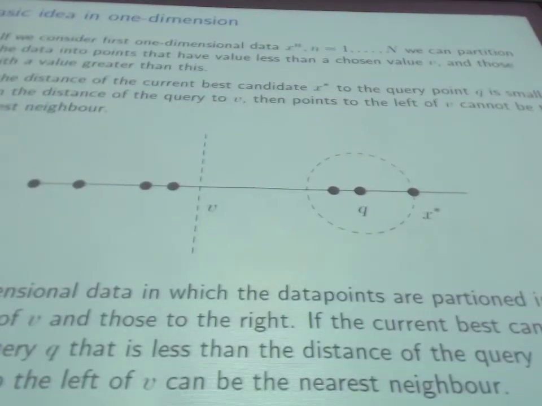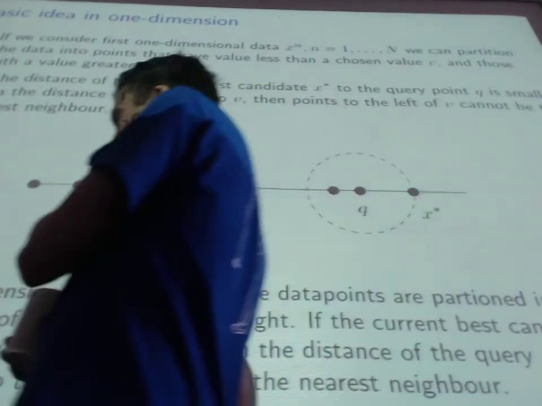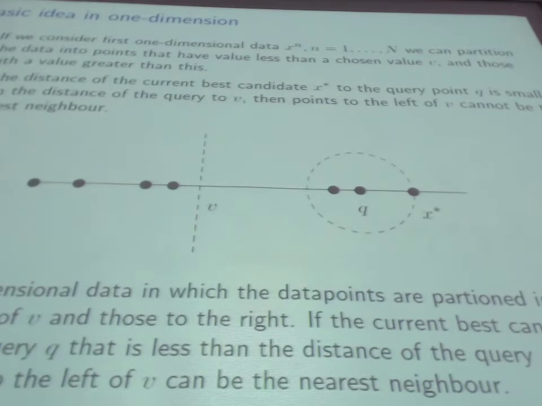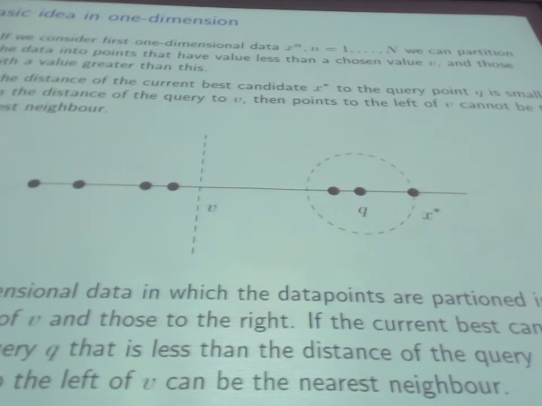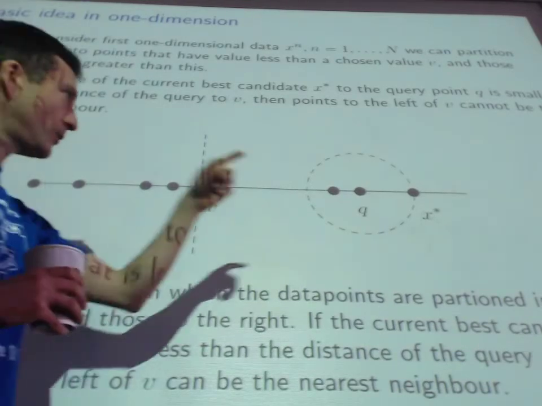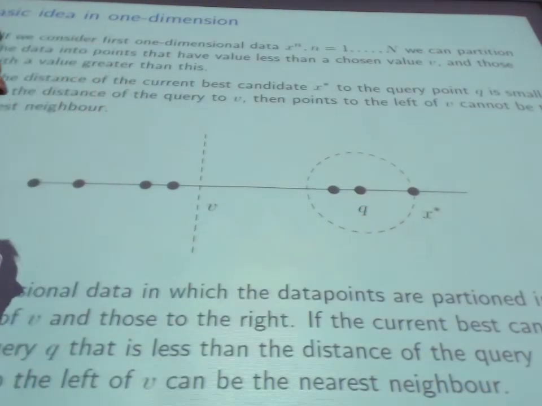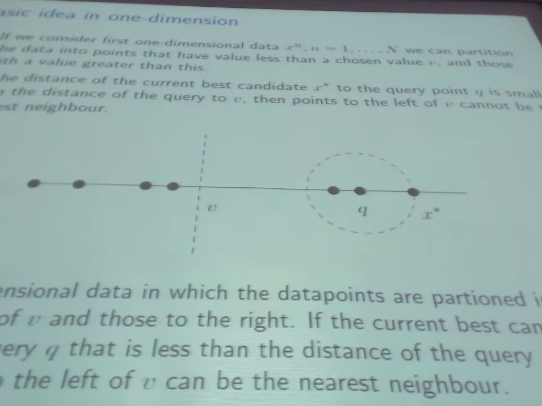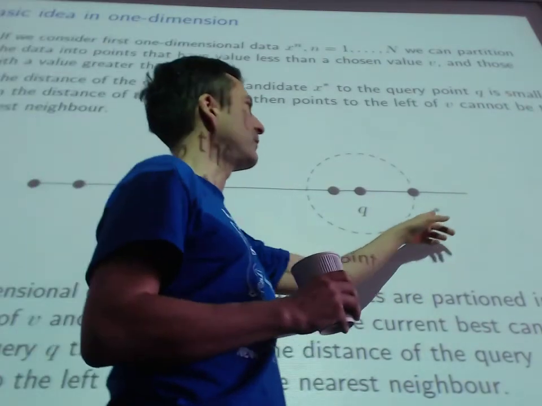Okay, so I think personally everything about KD trees is understandable from this one picture, so we need to try to get this. Basically, let's imagine we've got one-dimensional data. The data points are these black dots, and Q here is our query point, and maybe some X star is our candidate for the nearest neighbor.